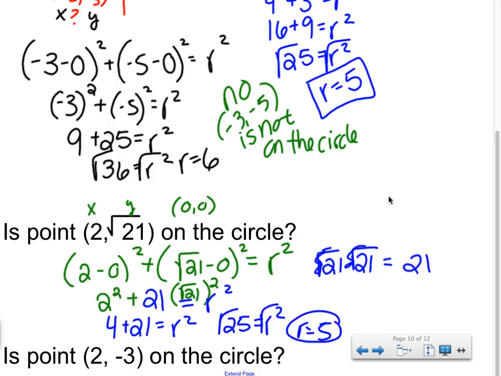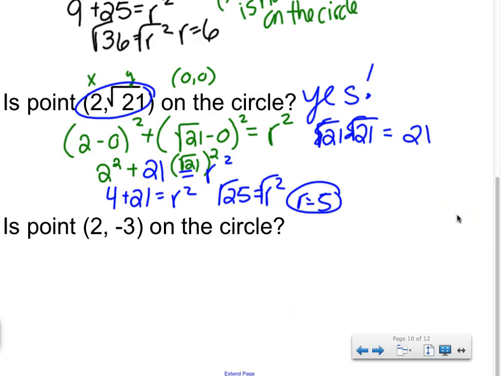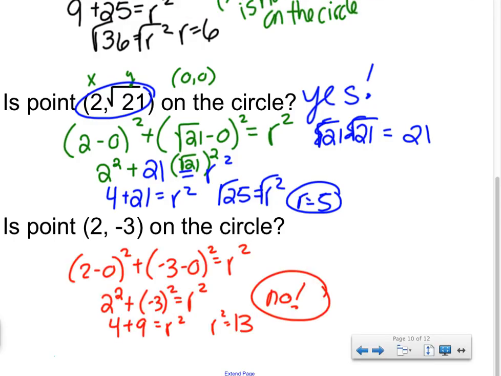So yes, this point is on the circle because it has the same radius. Okay? So why don't you tell me if (2, -3) is on that circle as well? Press pause and prove to me if this point is on the circle or not. You should have gotten that the point is not on the circle, because once you plug in this point and subtract it from the center, you should have gotten r squared was 13, which is not 25, and so the radius is not the same, so it's not going to be on the circle.